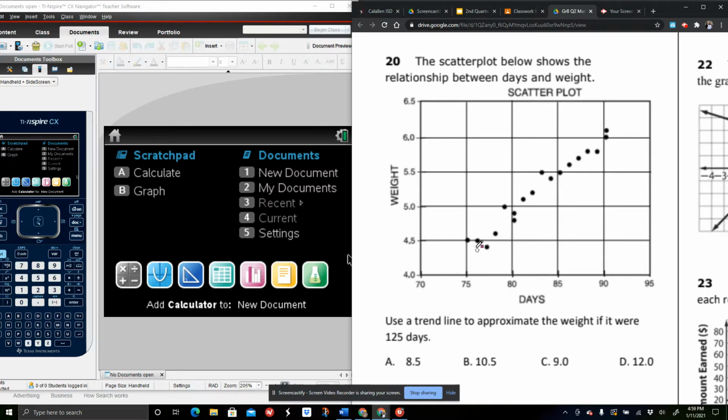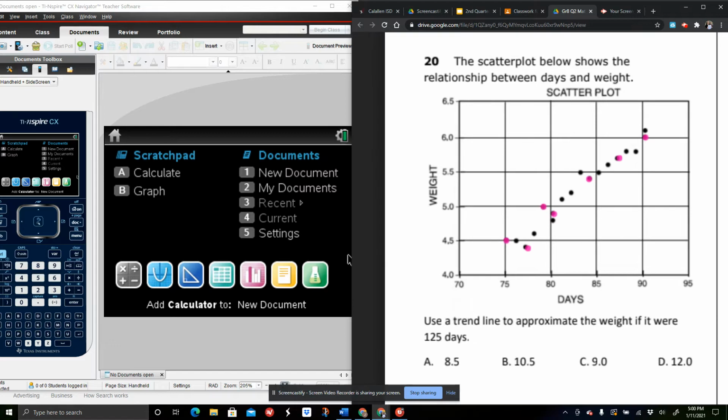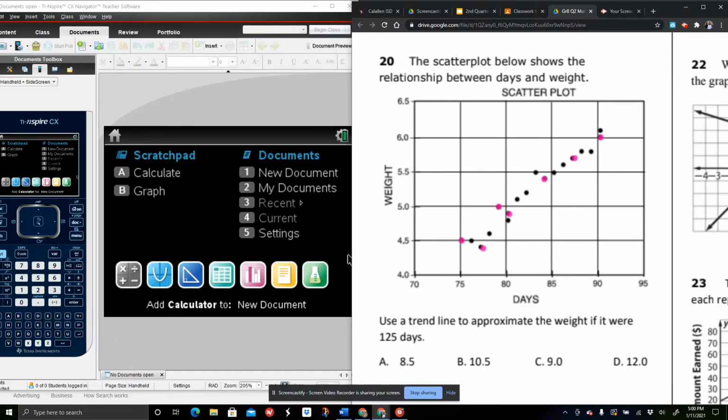So what I'm going to do is I'm going to pick some points, and those points I'm going to put in a table. And the reason I'm going to put them in a table is so that I can put them in my calculator and get an equation.